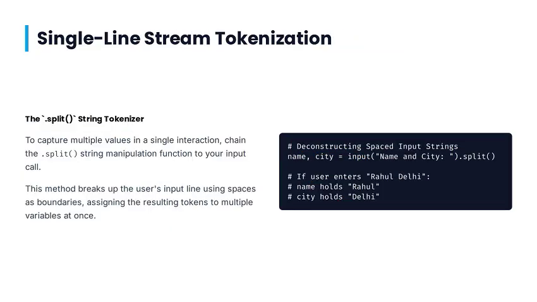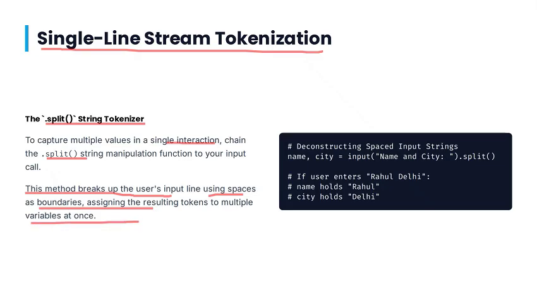Then comes single line string tokenization. The split string tokenizer captures multiple values in a single interaction. Add the dot split string manipulation function to your input call. This method breaks up the user's input line using spaces as boundaries, assigning the resulting tokens to multiple variables at once. That is, the deconstruction of the spaced input string: name, city = input("Enter name and city").split(). This lets you enter the name and city simultaneously without mixing it up. If the user enters Rahul and Delhi, name holds Rahul and city holds Delhi.